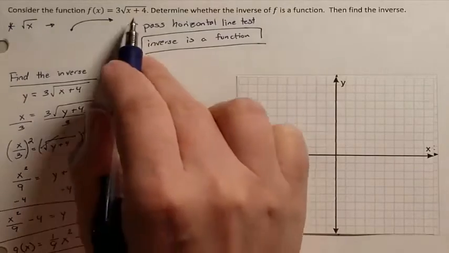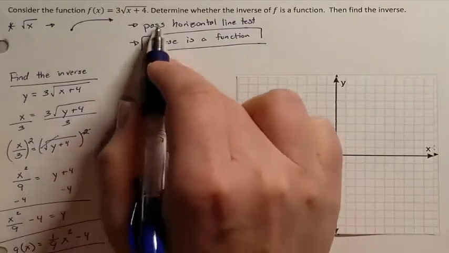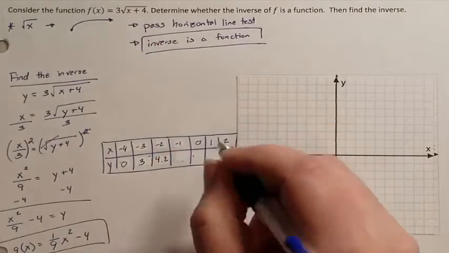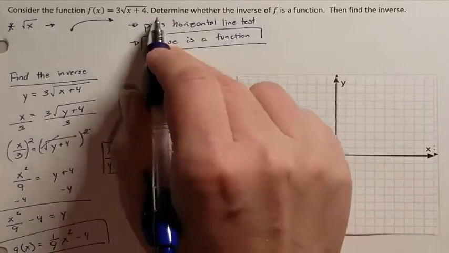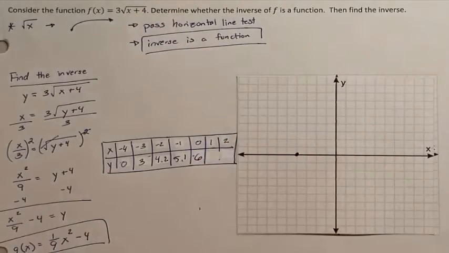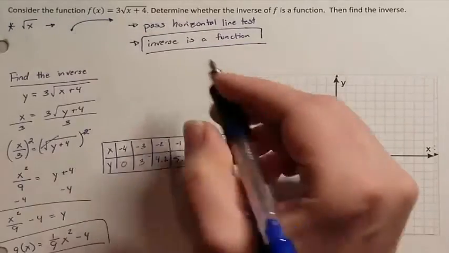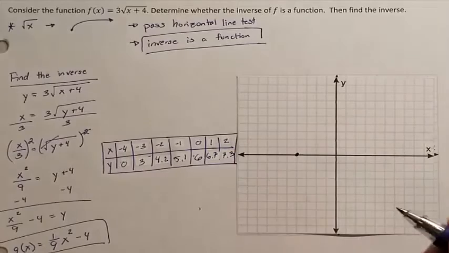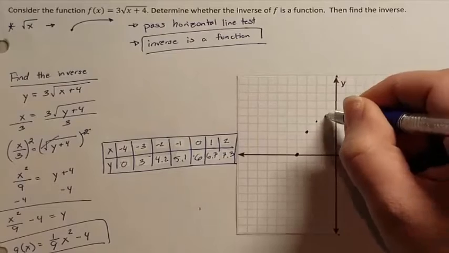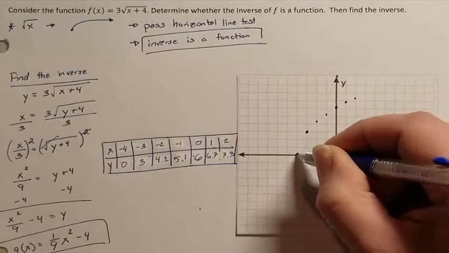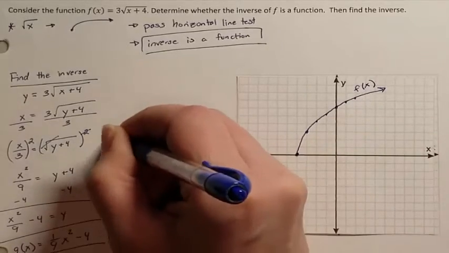Typing -3 into my f of x calculator, I end up getting 3. -2 into my f of x, I get 4.2. -1 into my f of x, I get 5.1. 0 into my f of x, I get 6. 1 into my f of x, I get 6.7. And 2 into my f of x, I get 7.3. So let's go ahead and graph that. So this is my f of x function. So this was f of x.